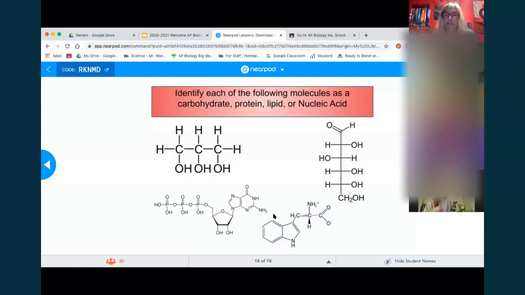These two had nitrogen, so they're my amino acids or my nucleic acids. This one has a phosphorus group. Here's my phosphates. So I know that this is a nucleic acid, a nucleotide. It's a guanine triphosphate. And then this has my amine group right here, as well as a carboxylic acid. Both of those things are present in amino acids. So I know this is an amino acid and therefore part of a protein. It's not an entire protein.